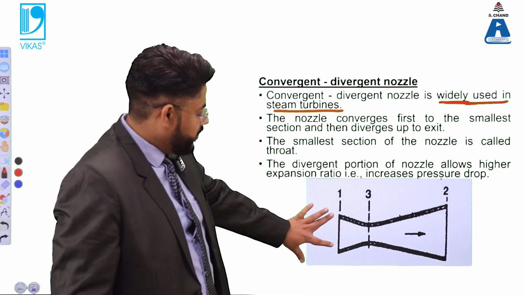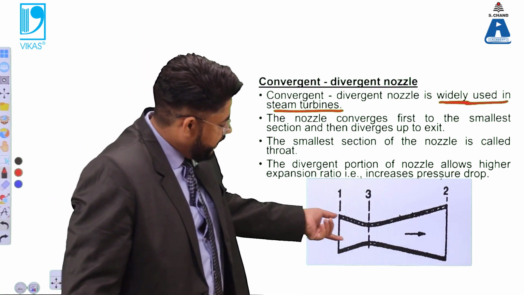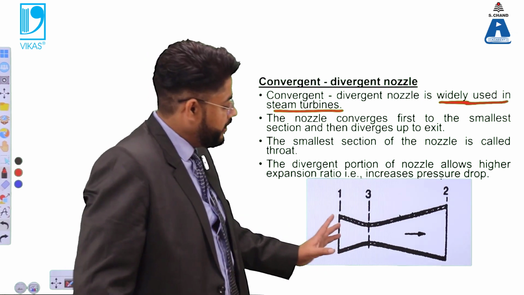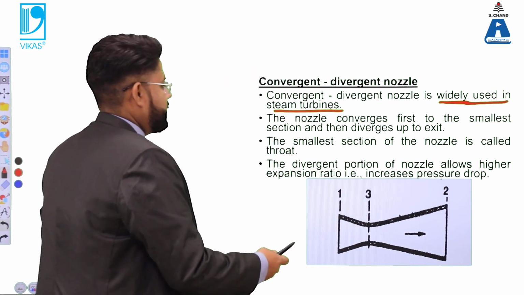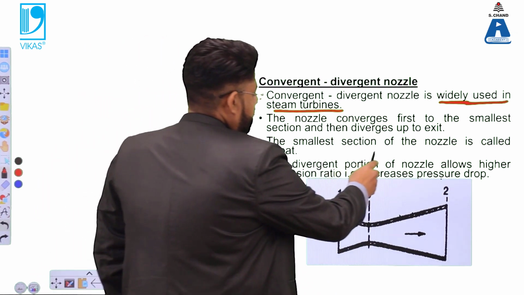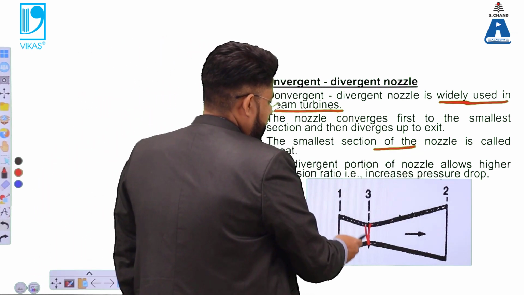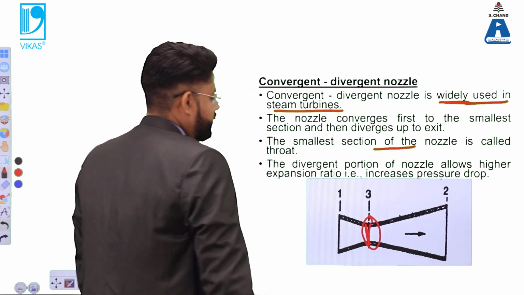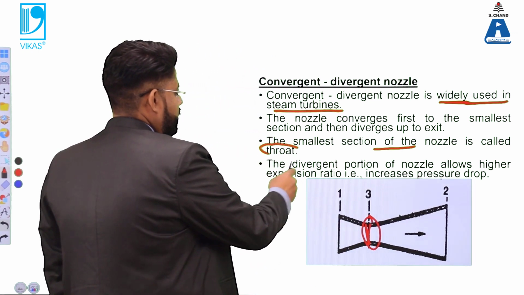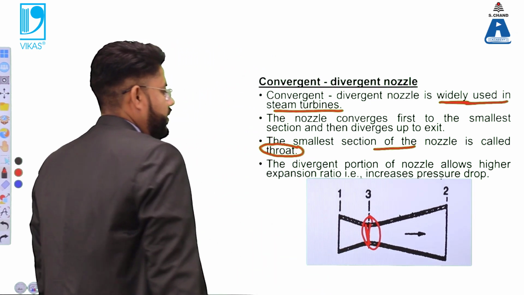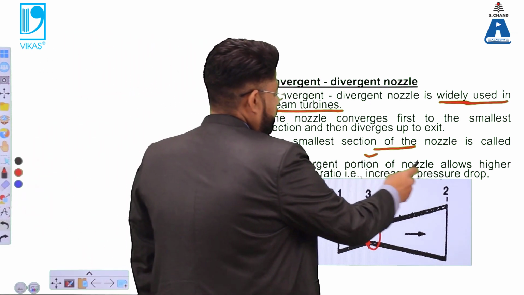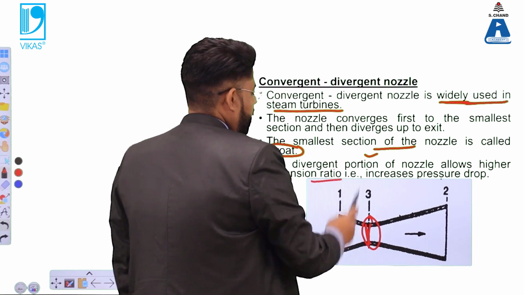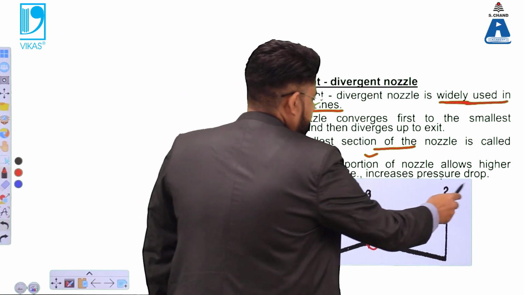So you understood what is the case. It basically tapers into a smaller section, and then afterwards it diverges into a larger section. This smaller section of the nozzle, the minimal section, is called the throat. So this particular section is called a throat. What happens here is that this divergent portion of the nozzle allows a higher expansion ratio, and it increases the pressure drop.